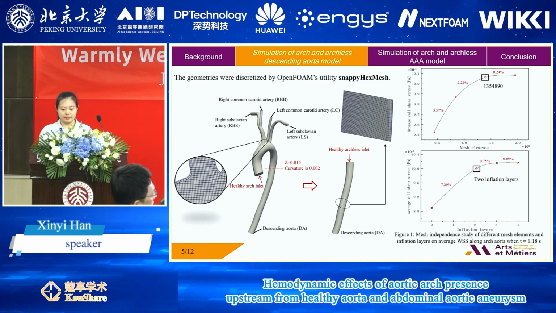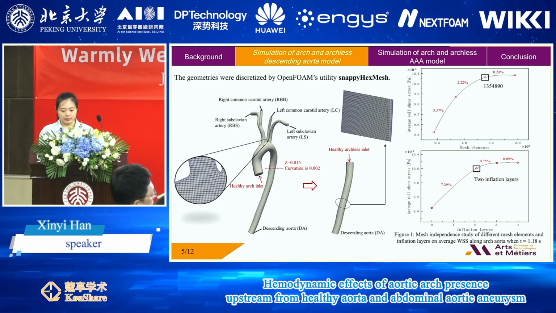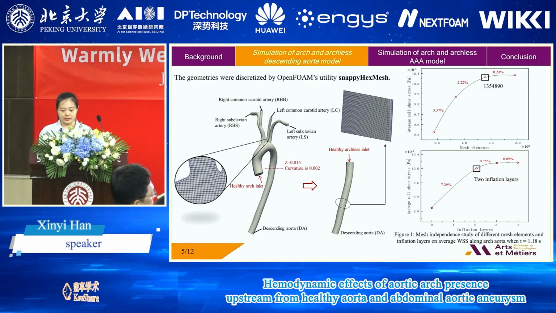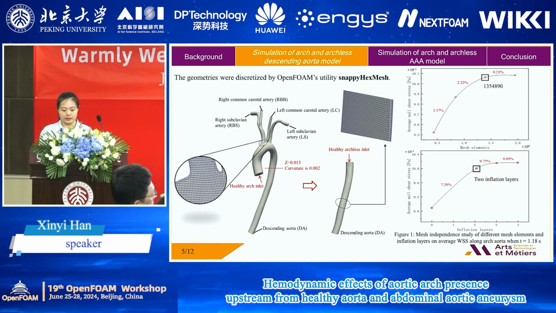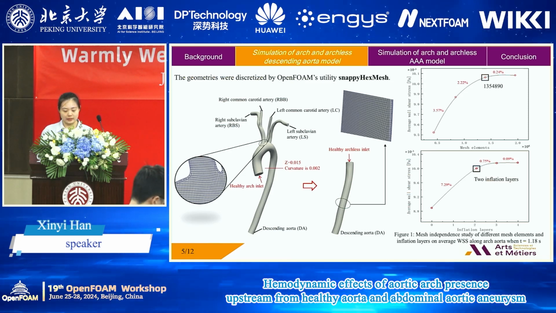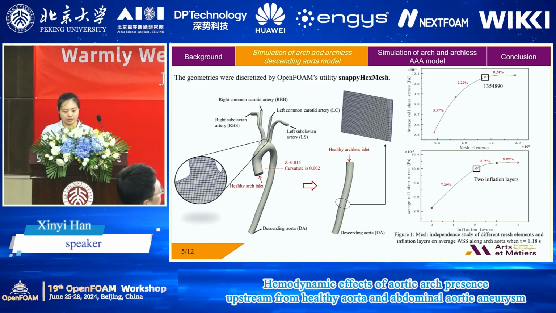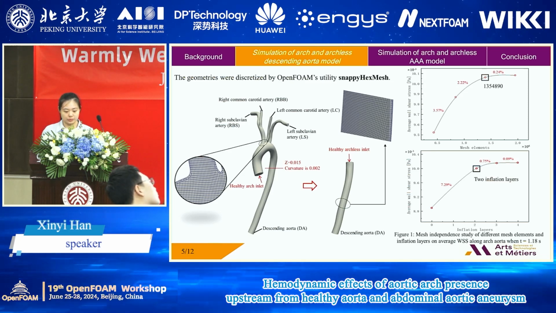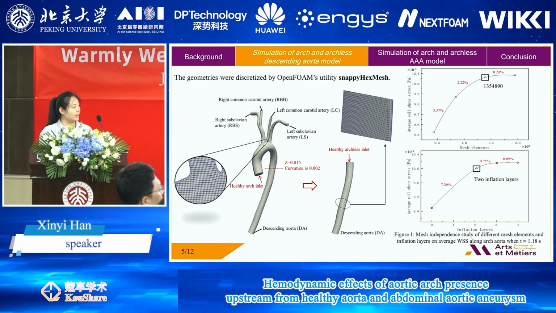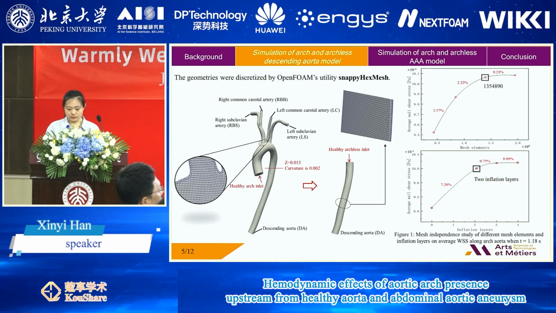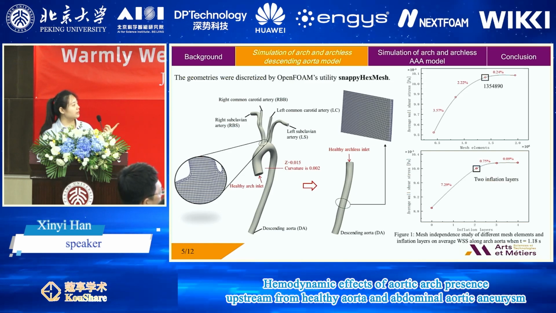Figure 1 is the mesh independence study of different mesh numbers and inflation layers. The average wall shear stress value in the arch descending aorta tends to converge after 1.3 million with 2 inflation layers. And then I use this model to make my follow-up simulations. The mesh distribution is shown in the figure.